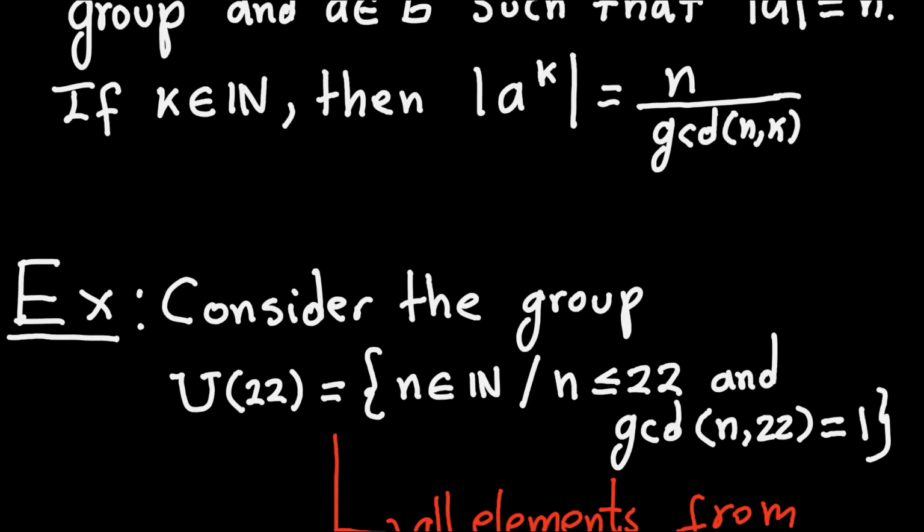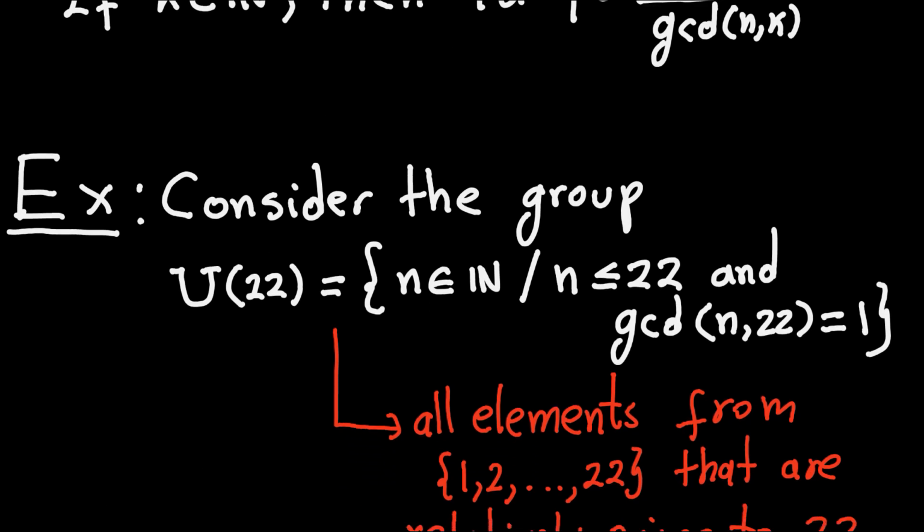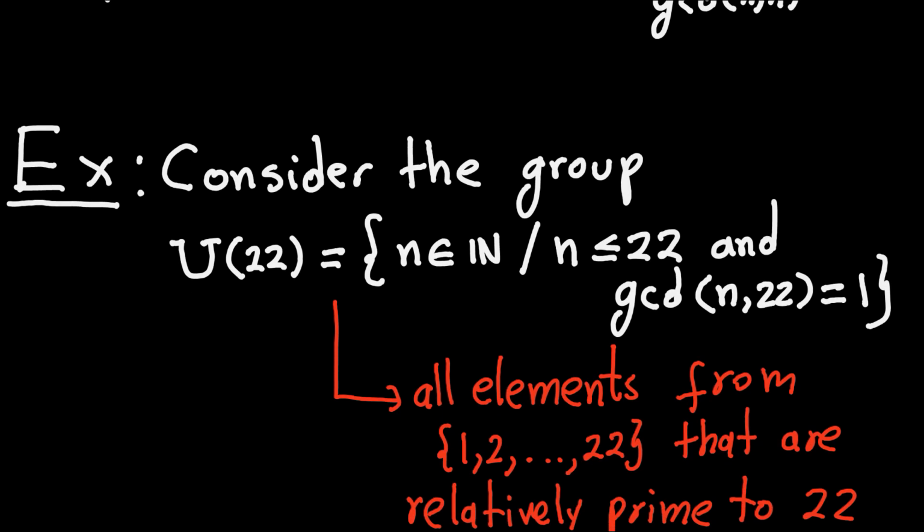Let's say we look at this group. So let's consider this group U22. This is a group we talked about before, and let's recall what it is: the collection of all the natural numbers that are less than or equal to 22, and the greatest common divisor between that number and 22 is 1. Now this here is the formal definition of that set.